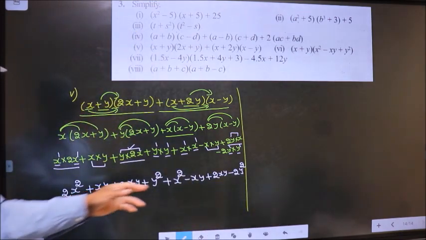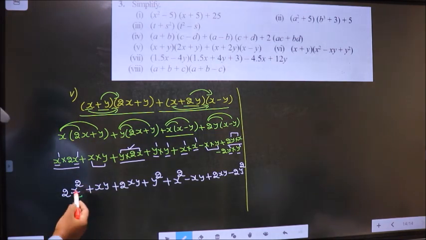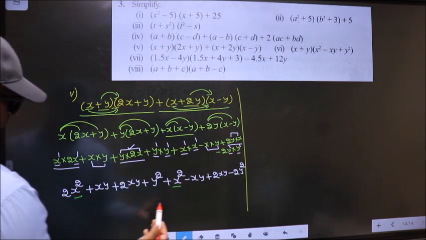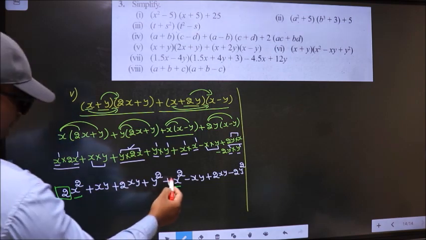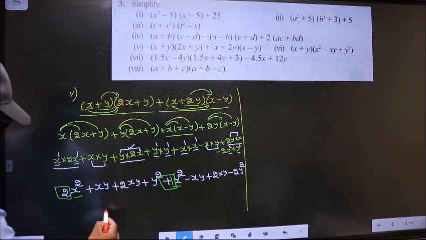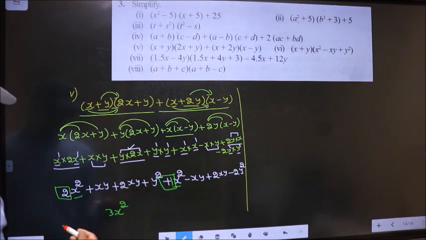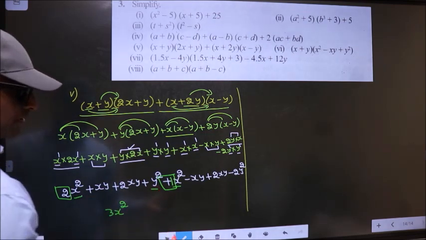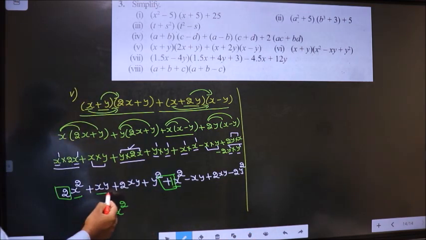Now we should simplify this, starting with x square term. Do we have x square term anywhere else? Yeah, here. Now look at the number before x square. Here we have 2 and here it is plus 1. So 2 plus 1 is 3, x square. Next, after x square we should look at y square term, or else fine. Next term is xy.